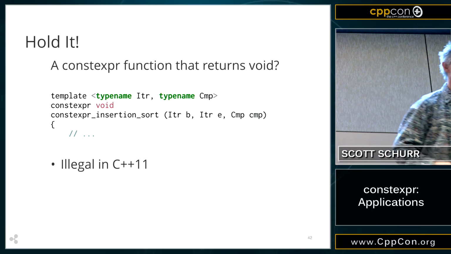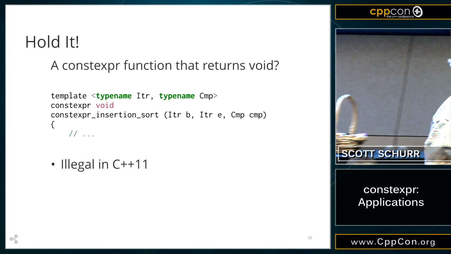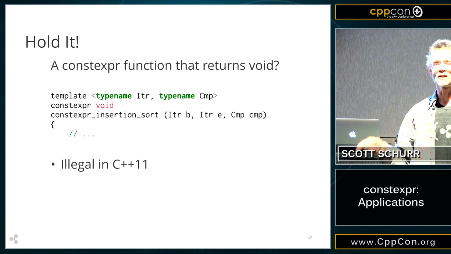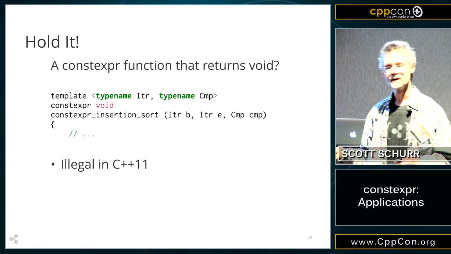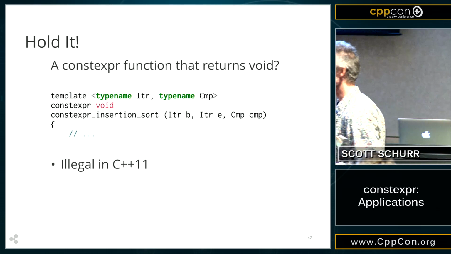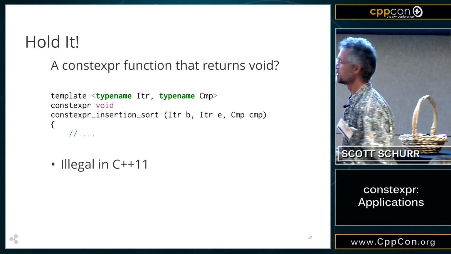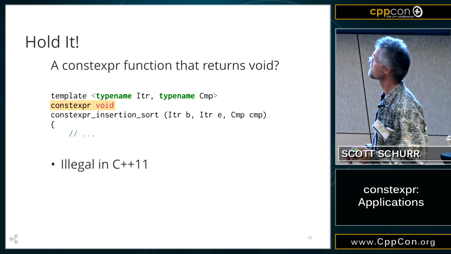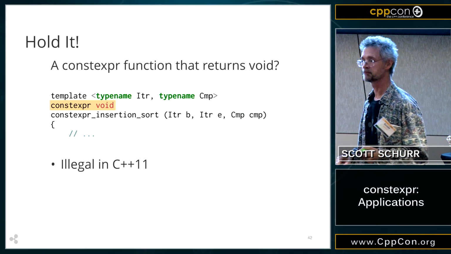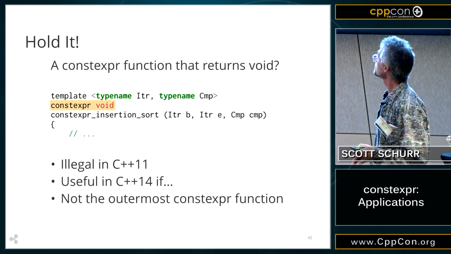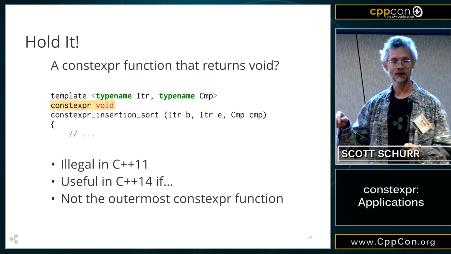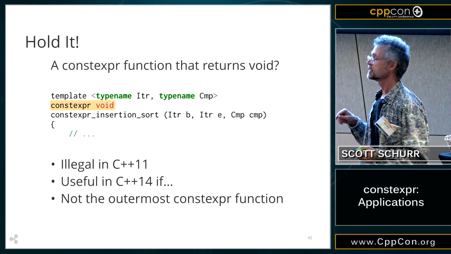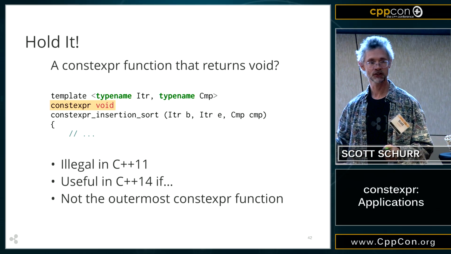So this is interesting. That sort has a void return type. And in C++ 11, that's not allowed. But you can get away with it in C++ 14. And I kind of hinted at that earlier on. There's that void return type. So a void return type on a constexpr function is useful in C++ 14 if it's not the outermost constexpr function.